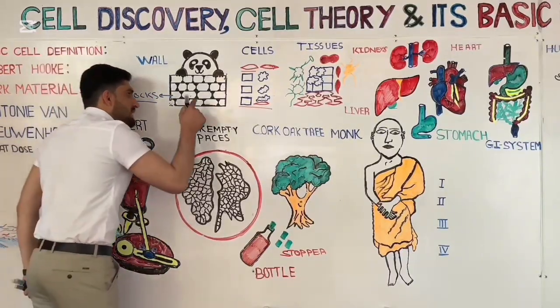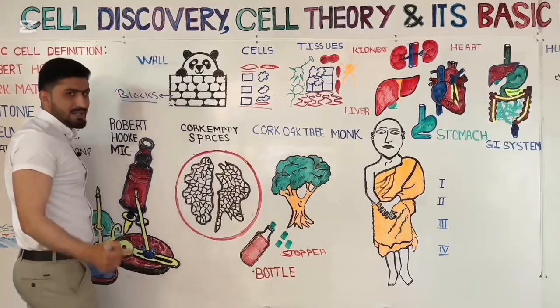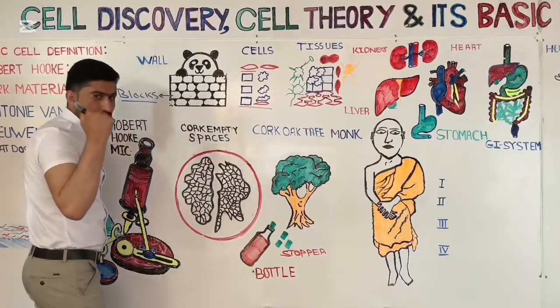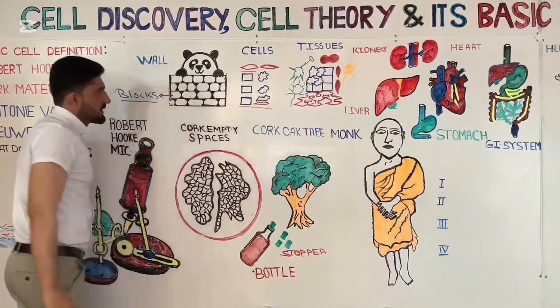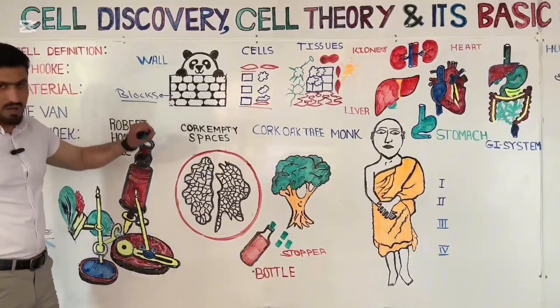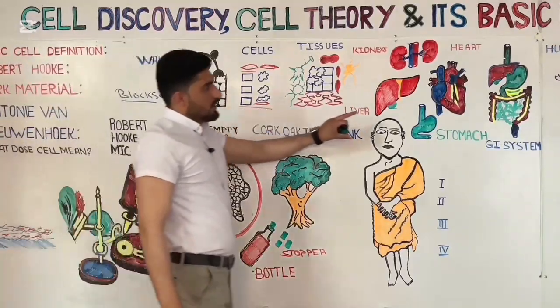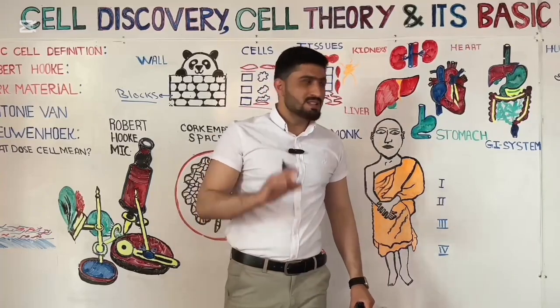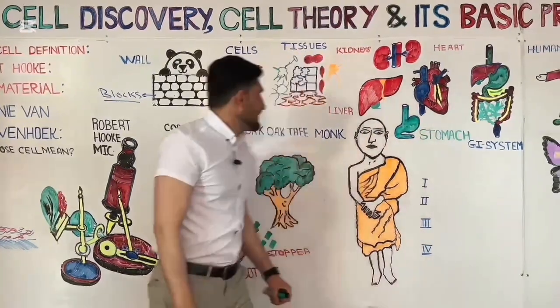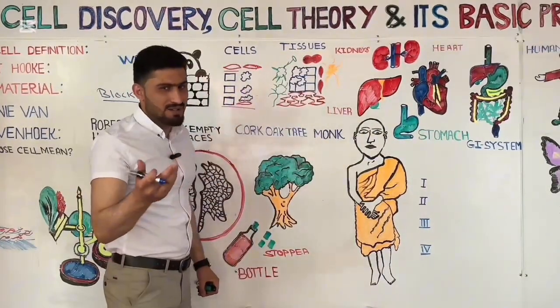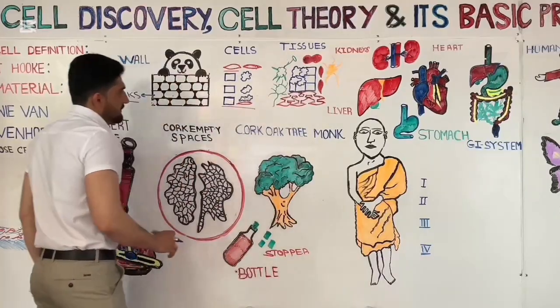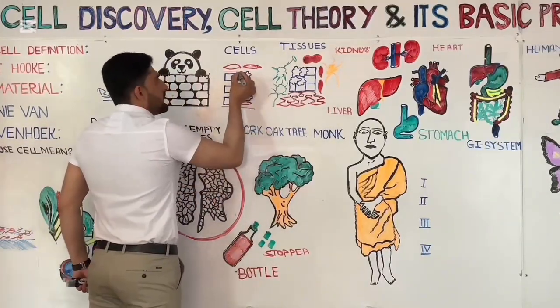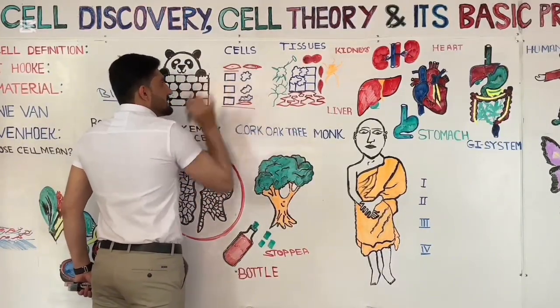So each of these blocks is a building and structural unit of this wall. Like that, all living beings are made of small blocks, and these small blocks are called cells. Okay, I'll define it later, but let me give you an example. You know, this is a cell.